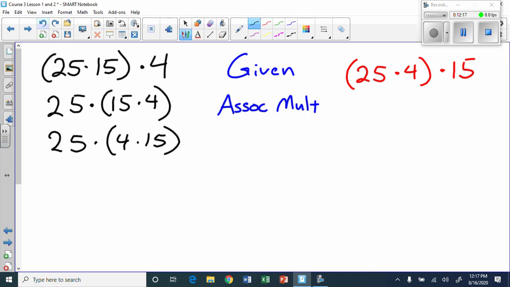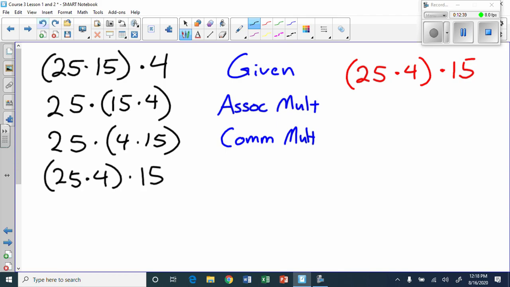Now my groups stayed the same, but I changed the order within the group. I can change the order based on the commutative property of multiplication. Commutative, change order. So now (25 × 4) × 15. The order is the same as the line directly above it. What changed are my groups. So that's the associative property of multiplication.